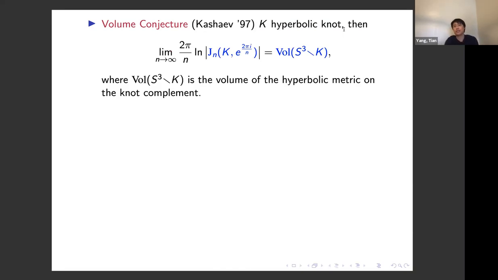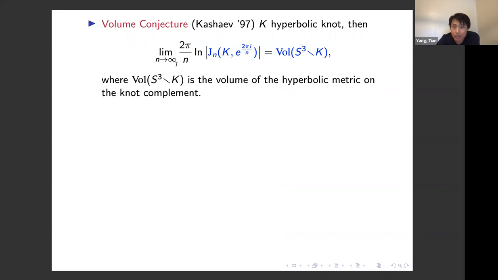Then we have the following relationship. Let me explain this relationship. Here on the left-hand side, we have the colored Jones polynomials. And recall, colored Jones polynomials have a variable t. For the nth colored Jones polynomial, we evaluate at the primitive nth root of unity, e to the 2 pi i over n. If you do this, we get a sequence of complex numbers. Then we take the norm of these complex numbers to get a sequence of real numbers. Then we take log, divide by n, and let n go to infinity.